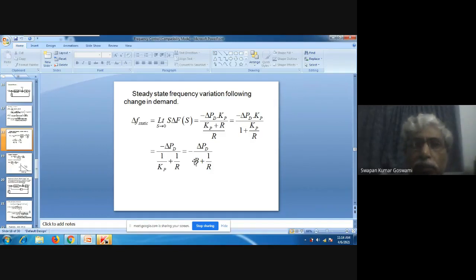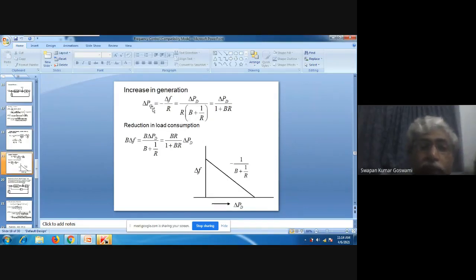The governor on its own, as I have already mentioned, is called the free governor mode of operation. The governor on its own can actually change the generation. By sensing the frequency, it can change the generation through throttling effect. How much is that change in generation? Delta Pg is minus delta f by R.